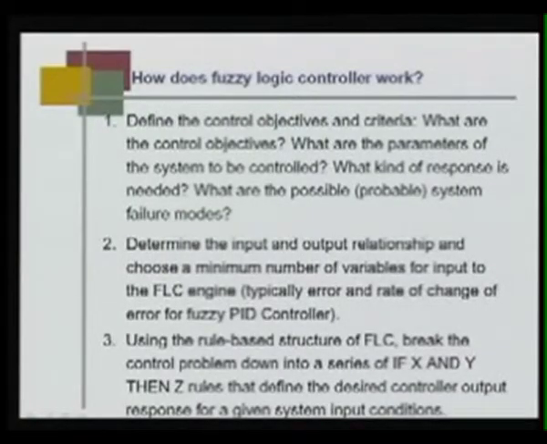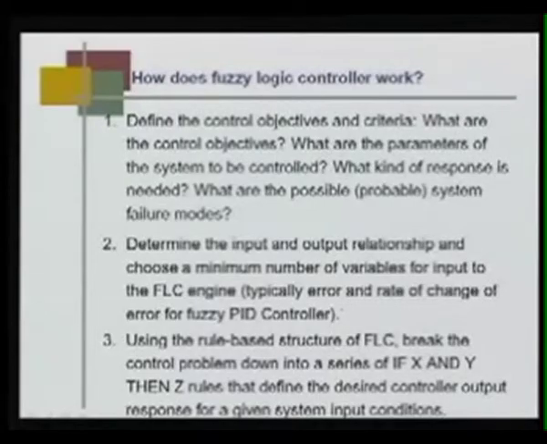So, how does a fuzzy logic controller work? Define the control objectives and criteria. Given a system, we have to say what the control objectives are, what the parameters of the system to be controlled are, what kind of response is needed, and what the possible system failure modes are. Now, for this system, determine the input and output relationship and choose a minimum number of variables for input to the fuzzy logic controller engine, typically error and rate of change of error for a fuzzy PID controller.